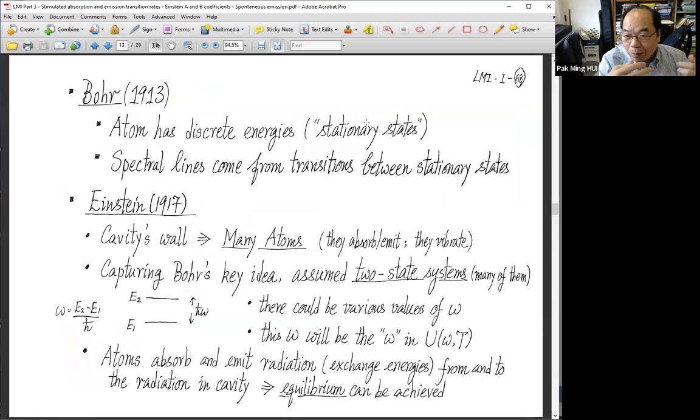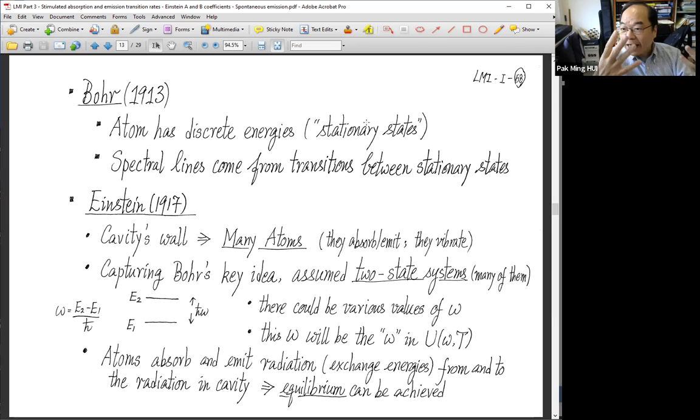So we have Bohr, we have Einstein. Let's start with Einstein's idea. Basically the idea is the following. You have a cavity full of atoms. Inside the cavity, there are EM waves. The EM waves are being absorbed and emitted continuously by the atoms. They interact, that's the whole point. The atoms and the EM waves interact, they exchange energy.